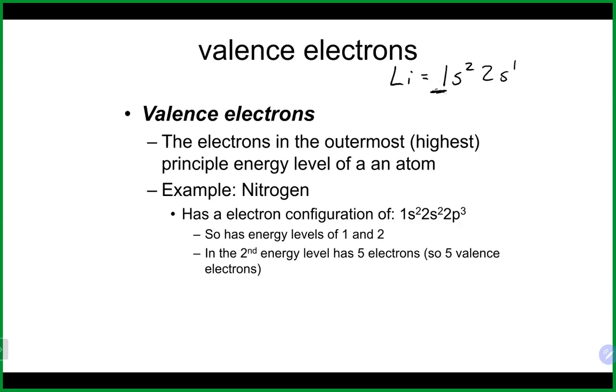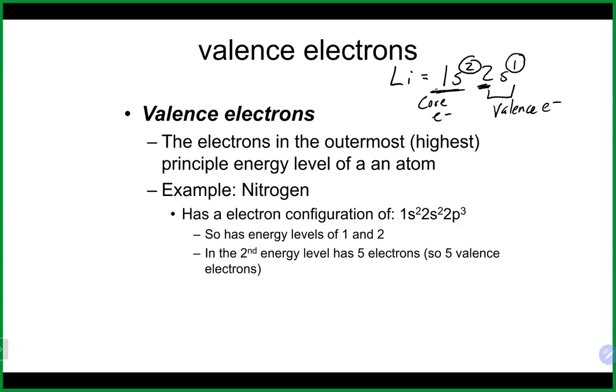Remember that the first number here represents the energy level. So in this case, on the second energy level, lithium has how many electrons? It has 1, yeah? So it has 1 electron on the second energy level. And that would be the highest in this case, and that would be its valence electrons. These are lower in energy, these two, and these are sometimes referred to as core electrons.